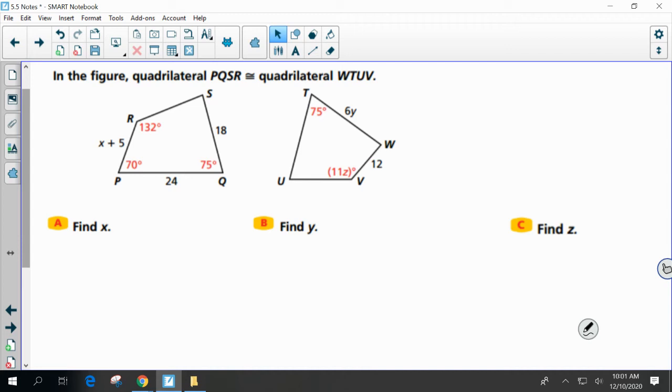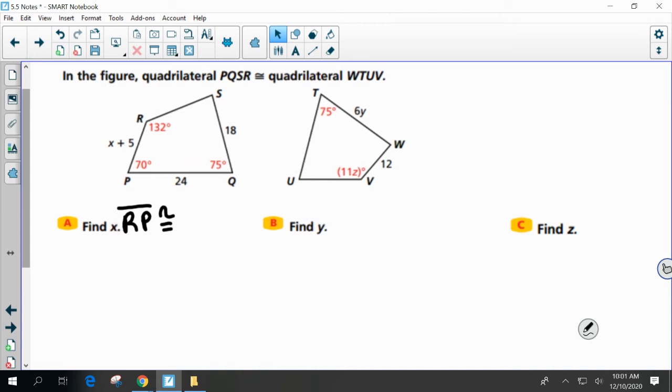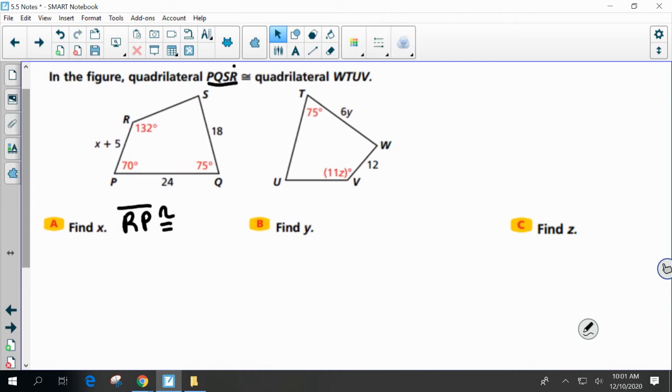So the first problem on A, we need to find X. So X is located right here on side RP. So the first thing we need to do is look at what side corresponds with RP. So here's how I would recommend you do this. You go up here and you look at the 4 letters. PQSR, RP is the 4th letter and the 1st letter. So look over here and look at the 4th letter and then the 1st letter. So it would correspond with VW.